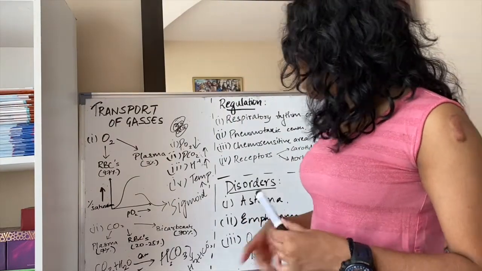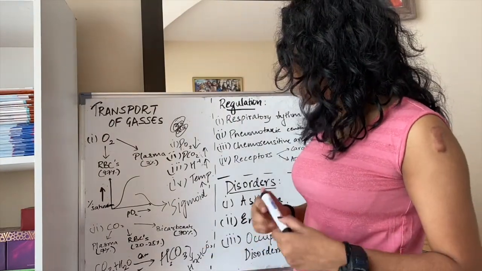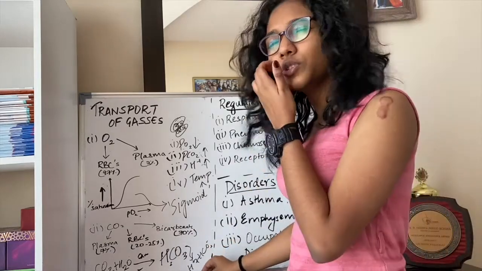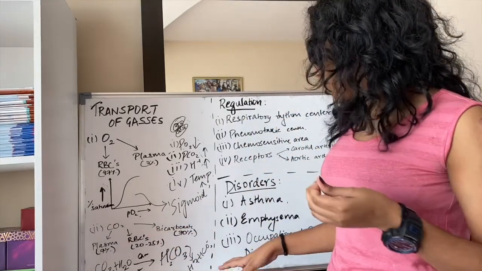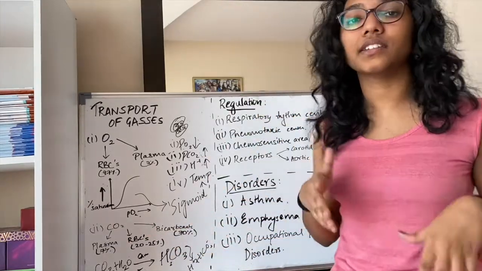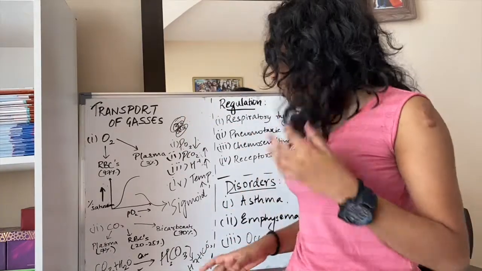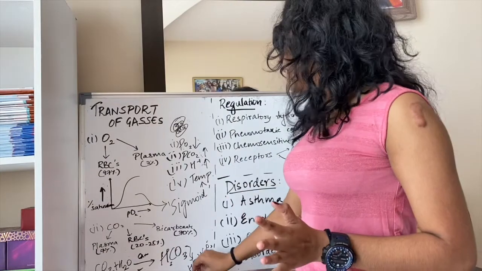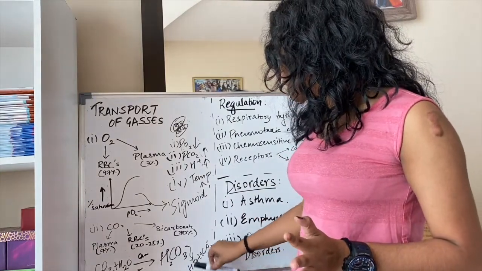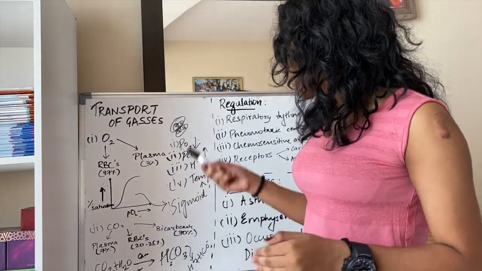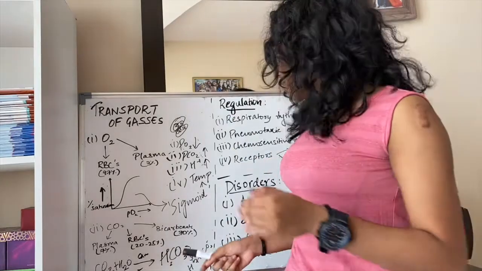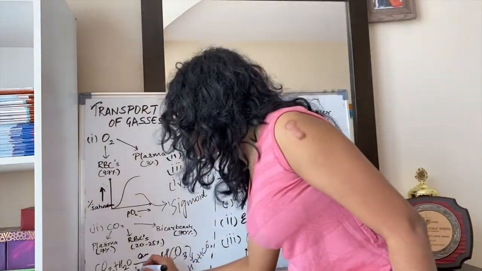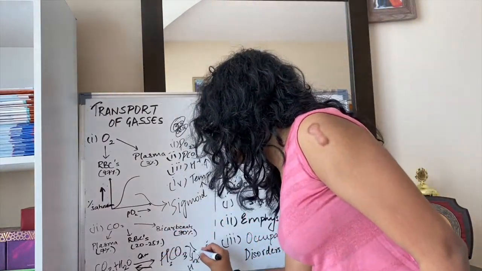And this is how it's transported in this form, bicarbonate form. And there is a huge mechanism for the formation of bicarbonate ions. There's involvement of chlorine and so on, so you'll be learning that for NEET. But for now, you just have to know that it's transported in this form, and this form is mostly formed in the tissues. So it's a reversible reaction.